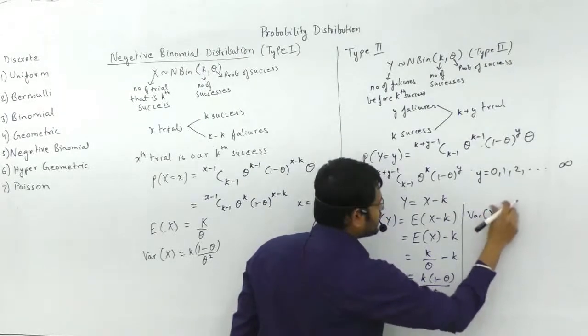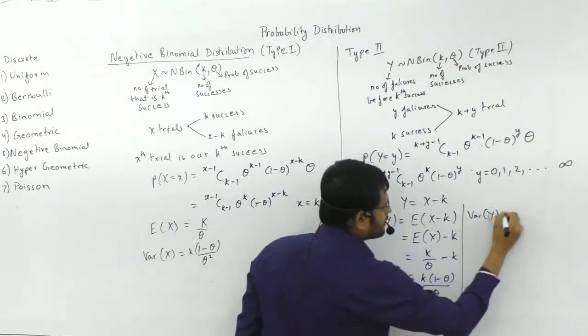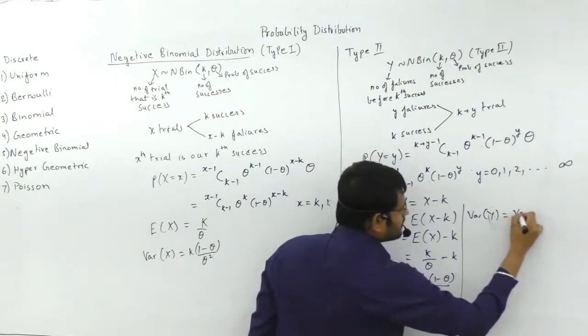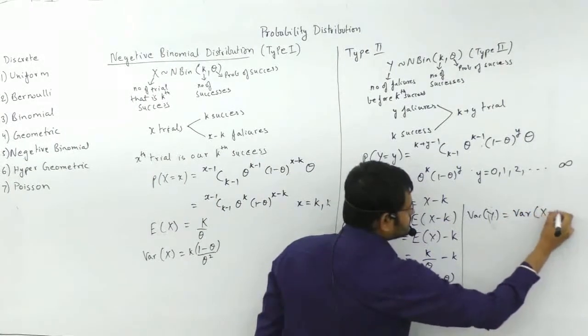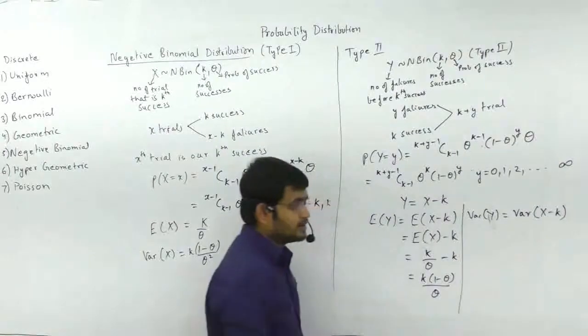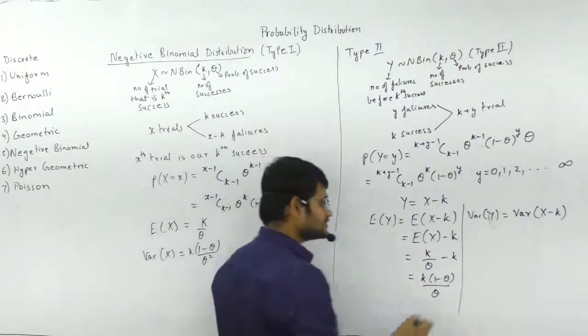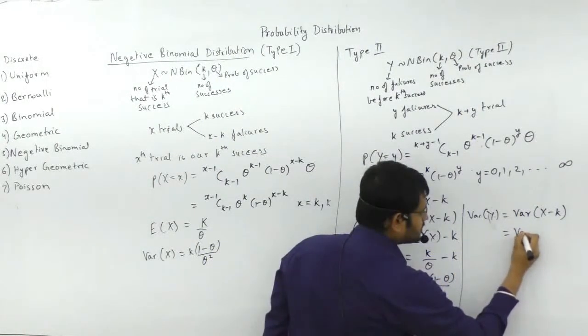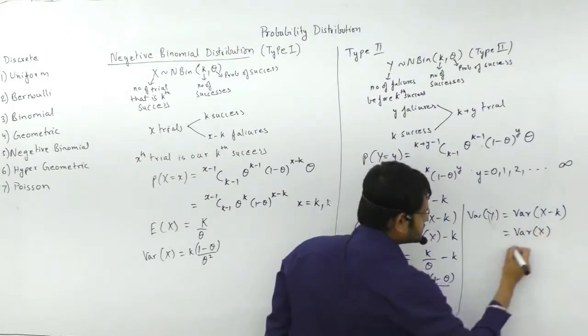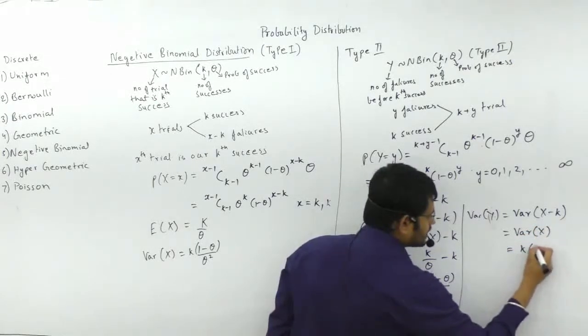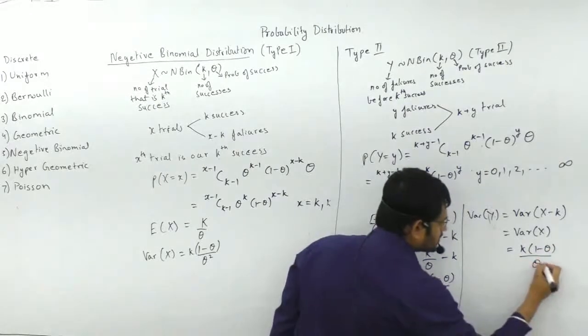Similarly, what about the variance? Variance of Y will be the variance of X minus k. Variance of a constant is 0. So this will be nothing but the variance of X, that is k times (1 minus theta) upon theta square.